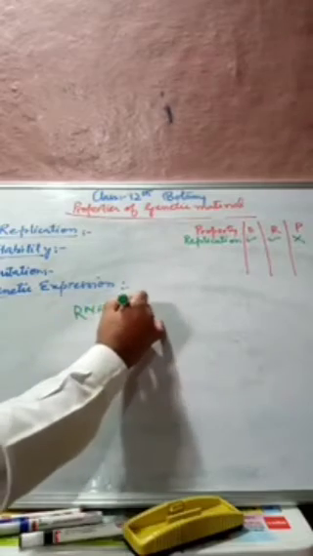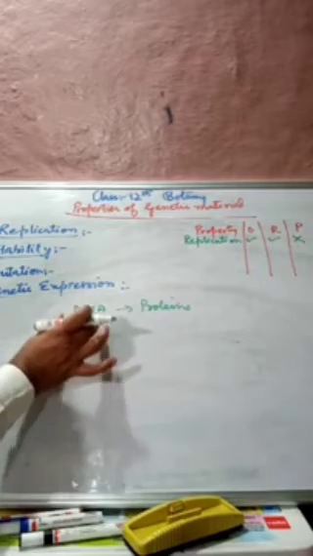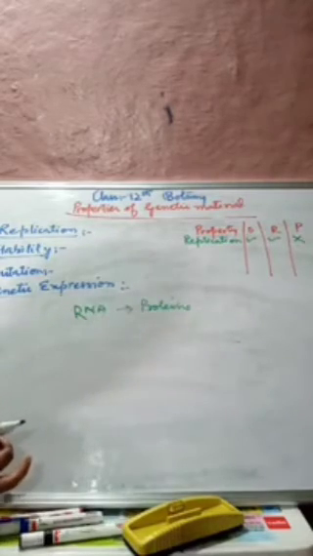Fourth, if we talk about genetic expression in organisms. Genetic expression, we will talk about. We have the RNA. RNA expresses the characters easily in the form of proteins. RNA expresses itself easily in the form of proteins.